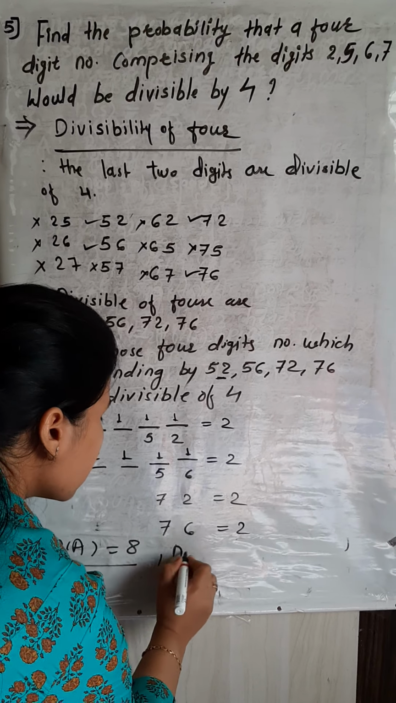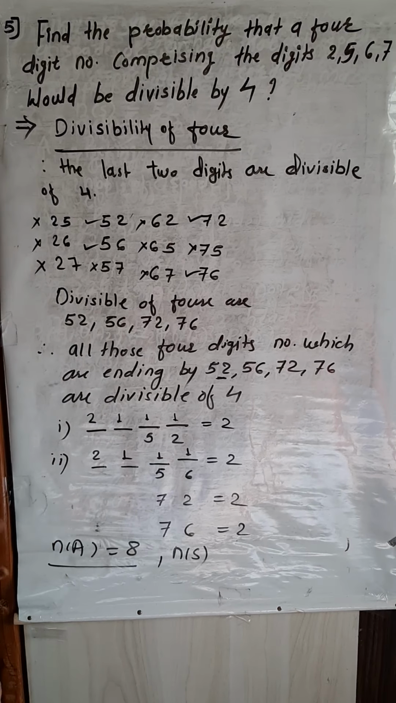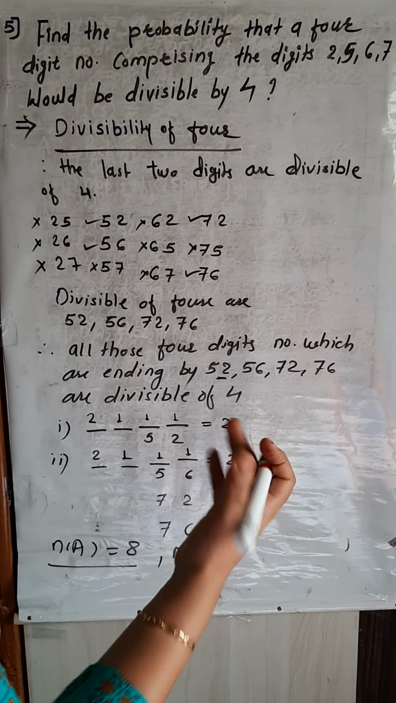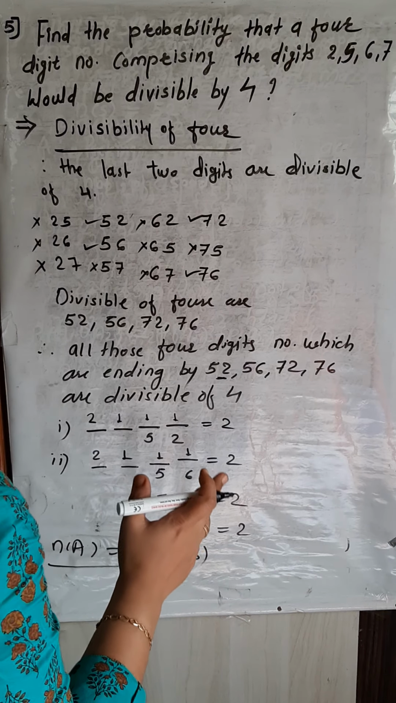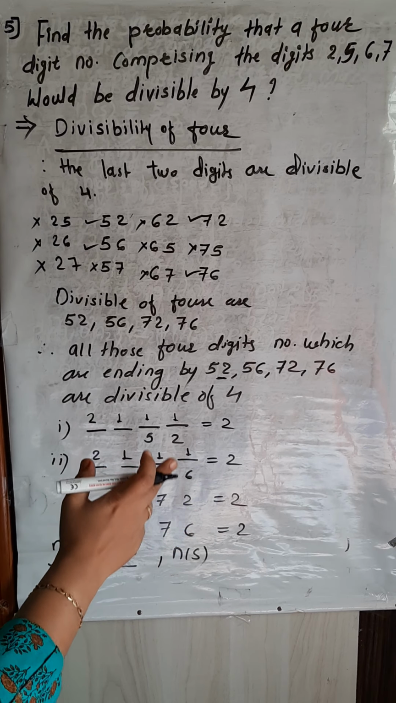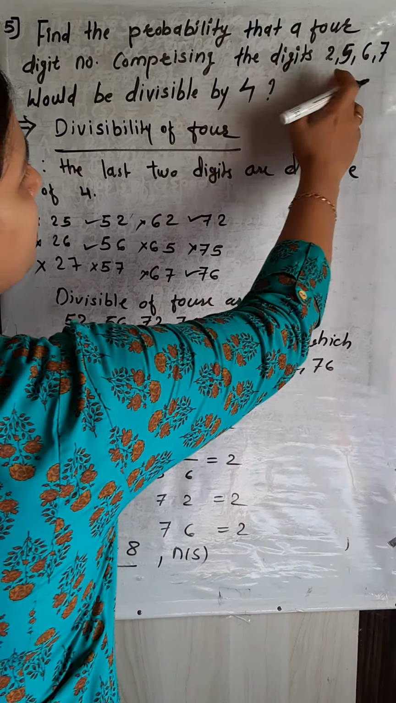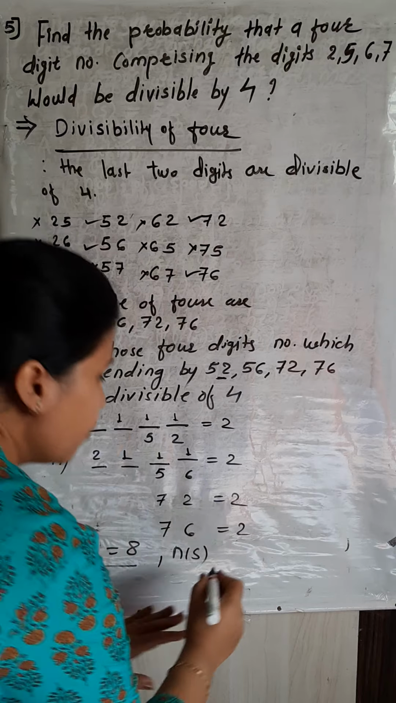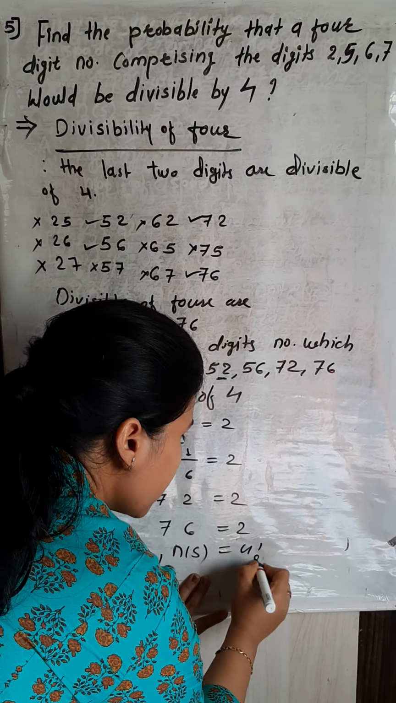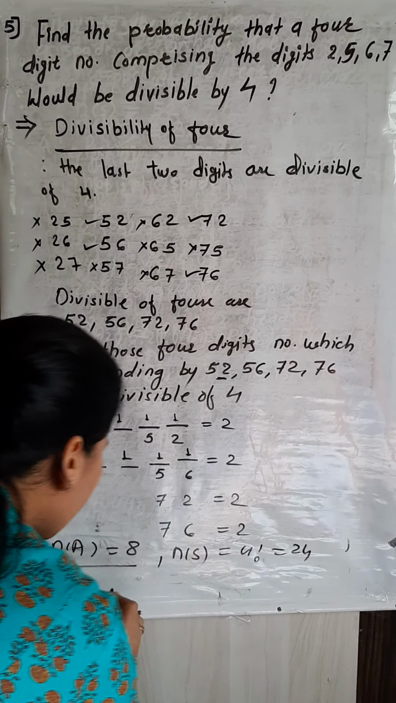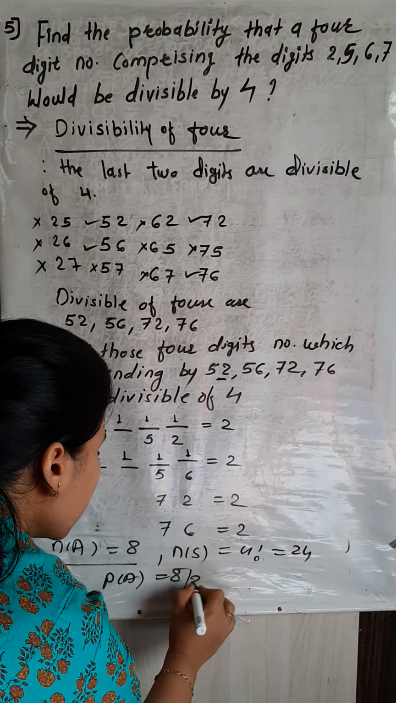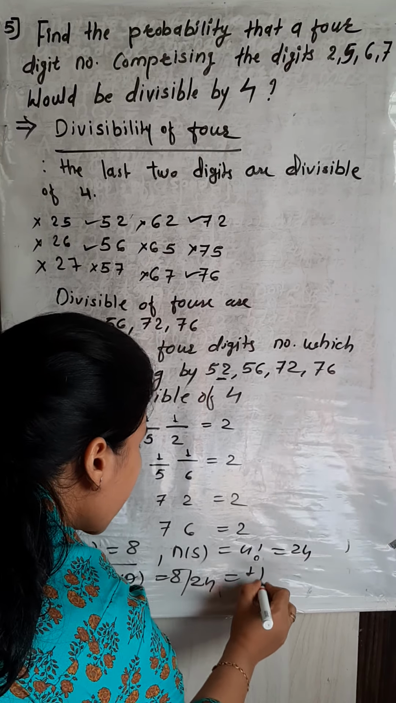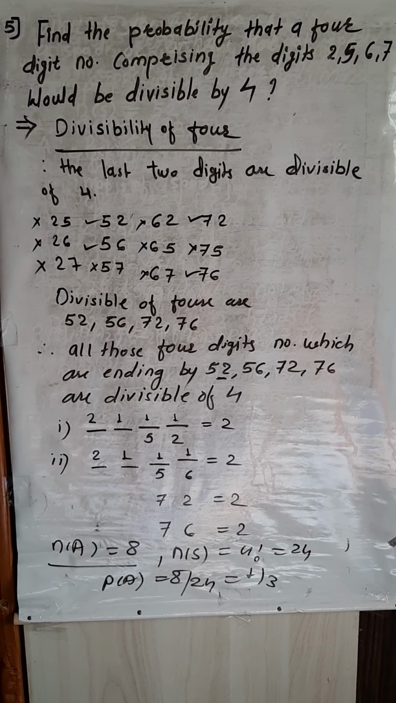What is n of S? What is the sample space? See, the 4 digit numbers in the sample space will be all 4 digit numbers, whether they are divisible by 4 or not, right? So using 2, 5, 6, 7, you will get 4 factorial numbers. 4 factorial means 24. So the probability of event A is what? 8 by 24, that is 1 by 3. Okay.